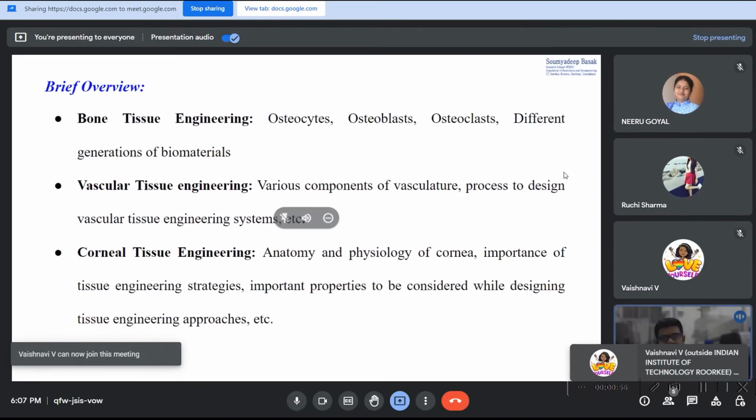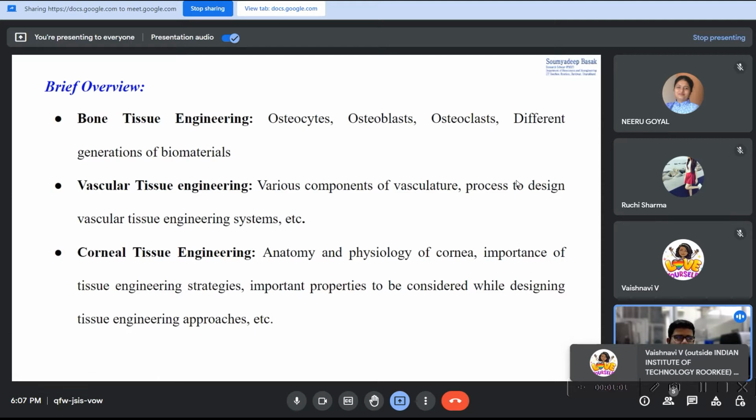In bone tissue engineering, we have learned about the cellular compartments like osteocytes, osteoblasts, osteoclasts, and different generations and types of biomaterials used for bone tissue engineering. Then we studied vascular tissue engineering, its components, the process of designing vascular tissue engineering implants, and various bioreactor systems. Then we learned about corneal tissue engineering, the detailed anatomy and physiology of the cornea, and the important properties to be considered while designing a graft or implant for tissue engineering applications.